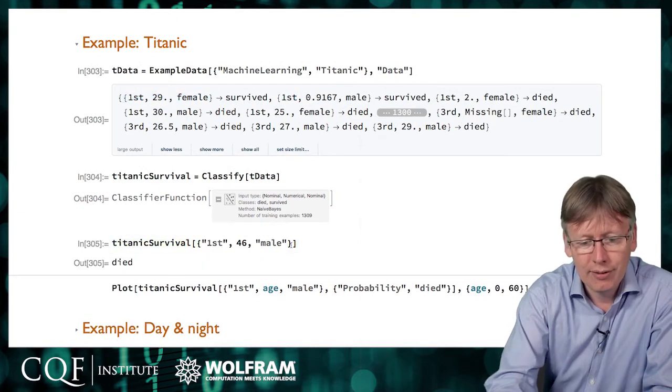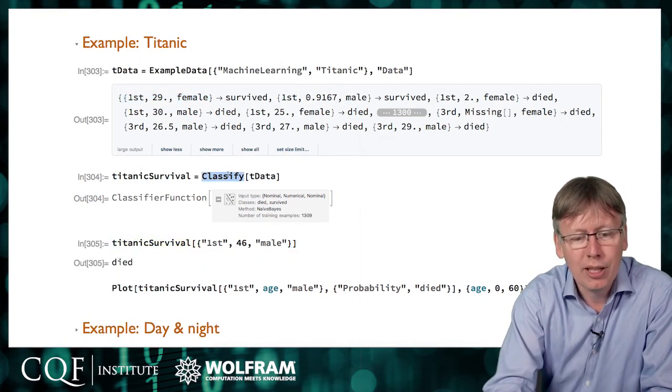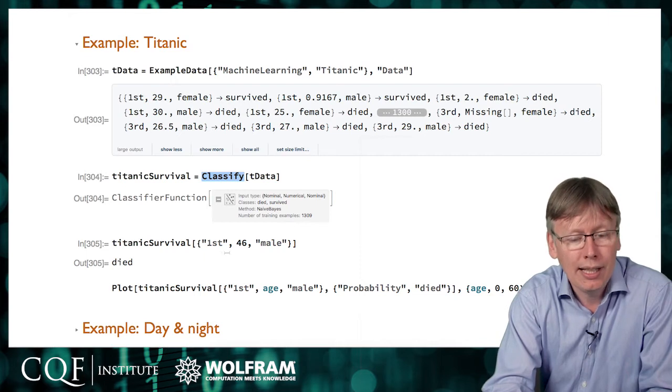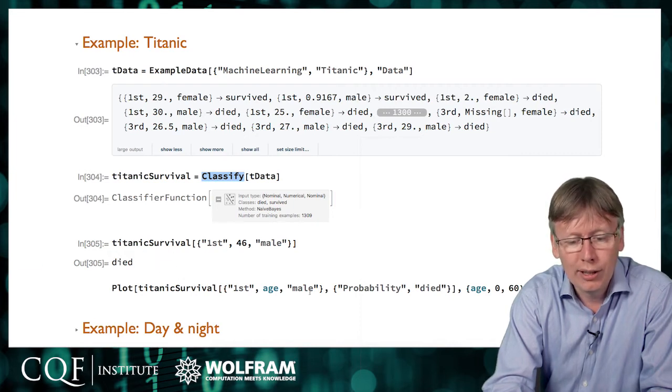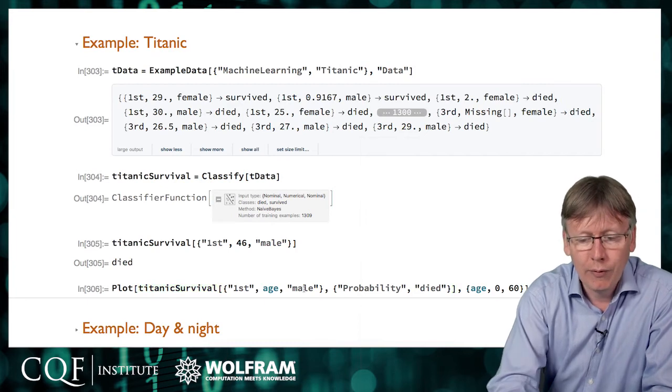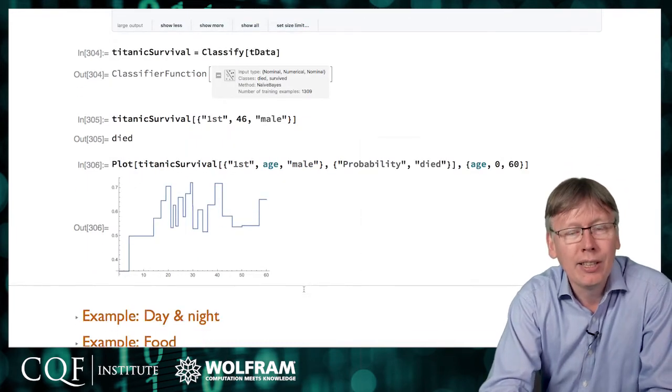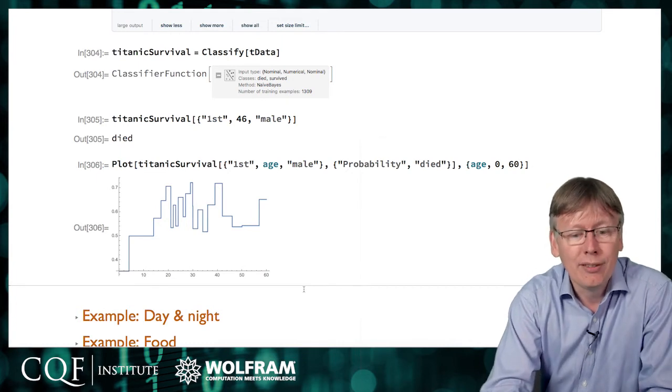And here's the result of that after this single command of classify, I can now take an unseen piece of data like a first-class 46-year-old male and make a prediction of that person. Or I could look at all males who are traveling in first class and look at their ages and see what that does in this model that we created. But none of the details I need to concern myself with.